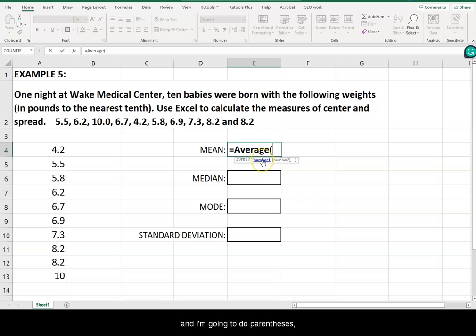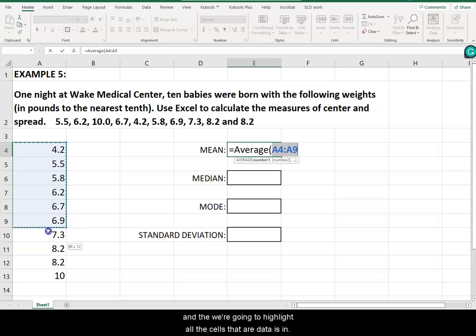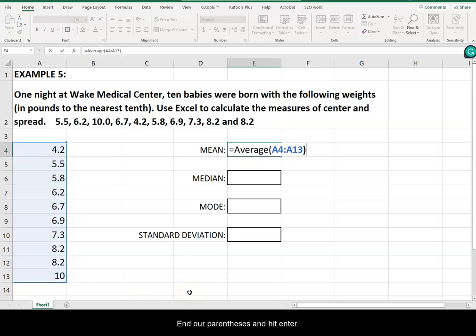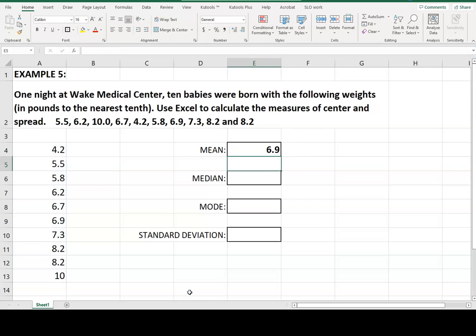Then I'm going to do parentheses. And then we're going to highlight all the cells that our data is in. End our parentheses and hit enter. And so our average is 6.9.